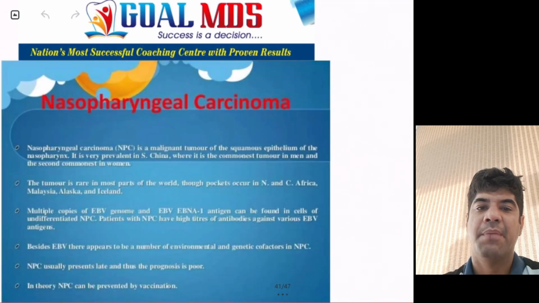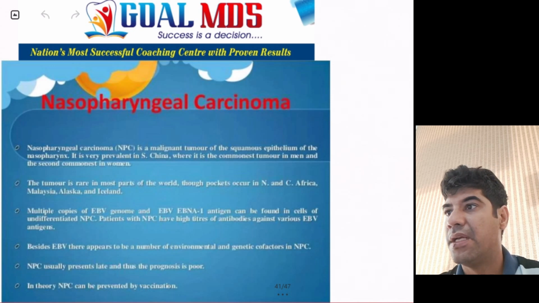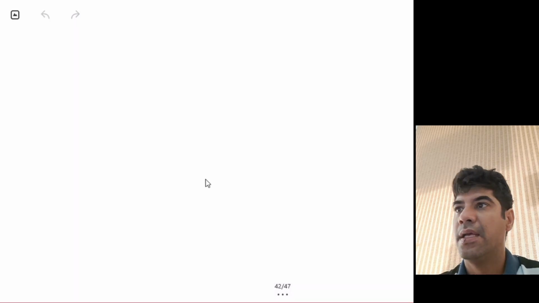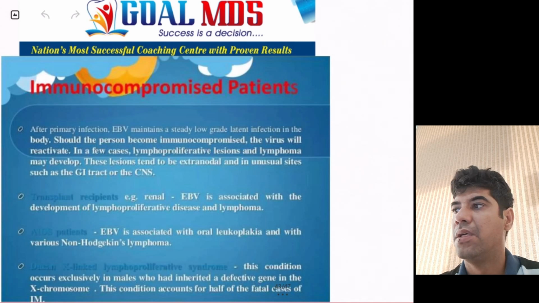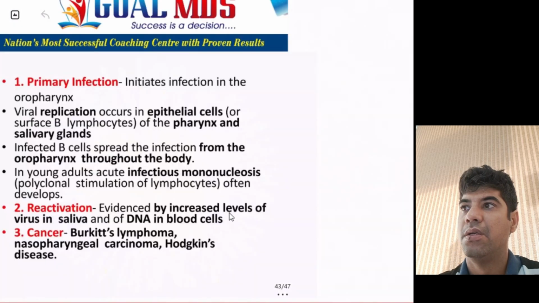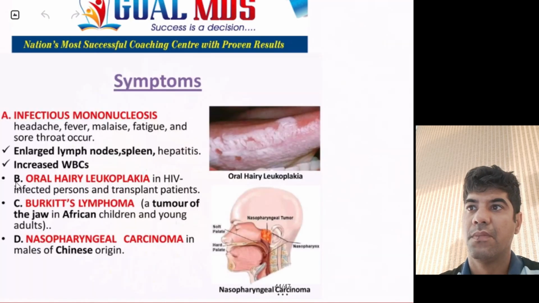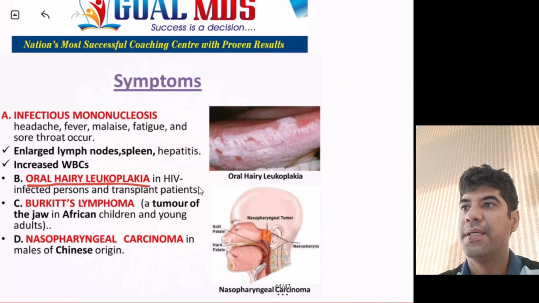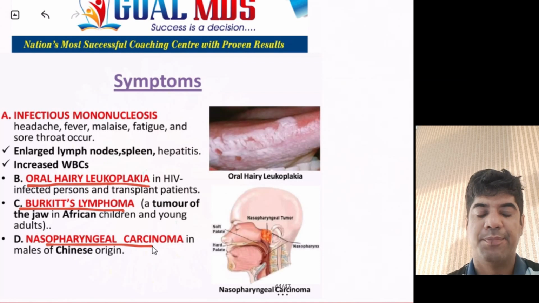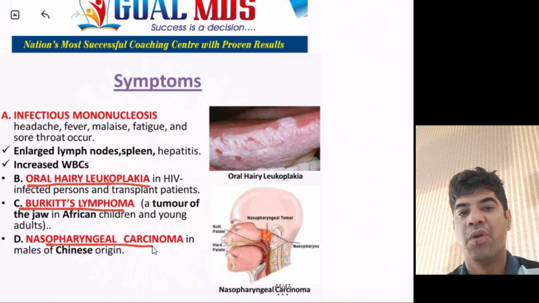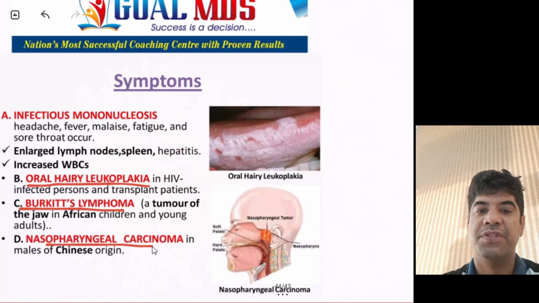The Epstein-Barr virus can be associated with various conditions like nasopharyngeal carcinoma, oral hairy leukoplakia in HIV patients and transplant patients, and Burkitt lymphoma. So that is an important point from your entrance exam point of view. Infectious mononucleosis typically resolves within 4 to 6 weeks.